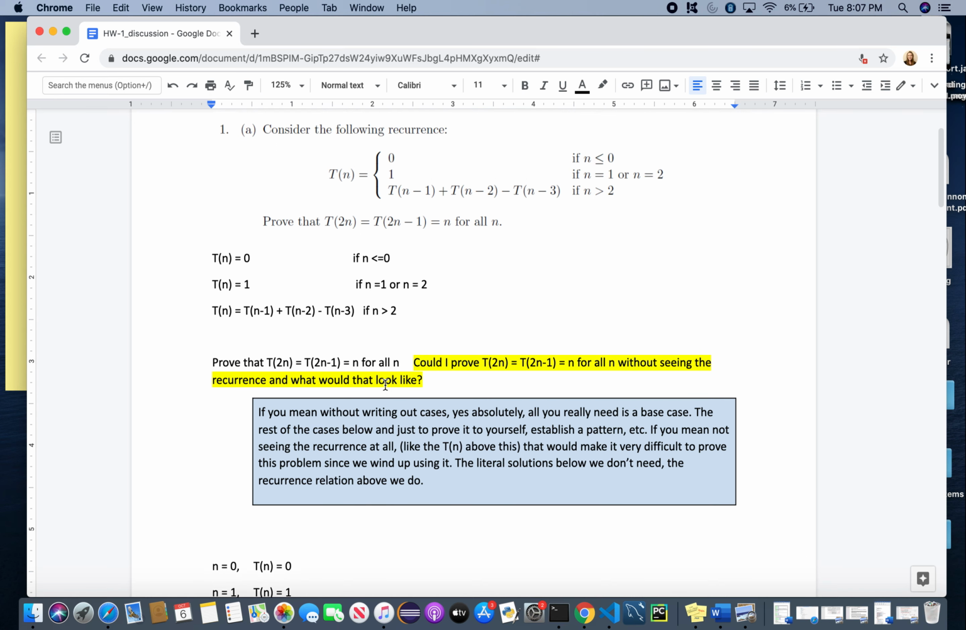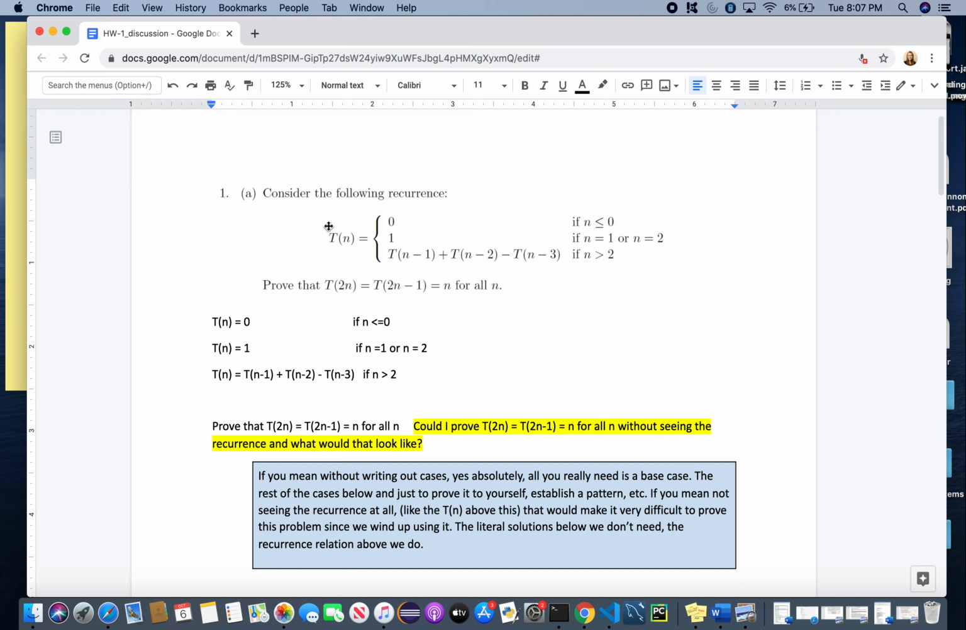The other thing you might mean is the actual recurrence relation up here, which is a great question. Because this problem, T(2n) = T(2n-1) = n, reminds me of those problems where you have to prove that for any arbitrary number n, if you multiply it by 2 and add 1, you get an odd number. If that's what you mean, yes, you can prove that, but that's not really what they're asking here.